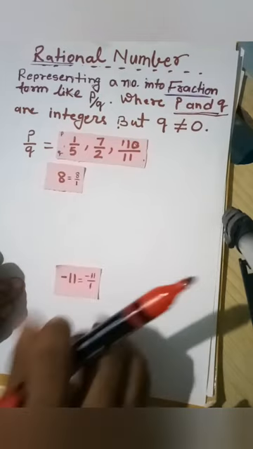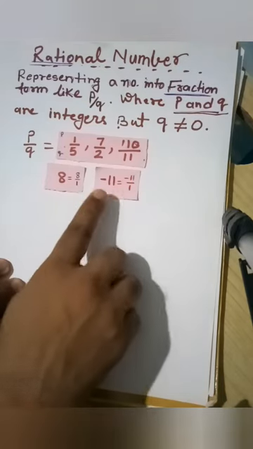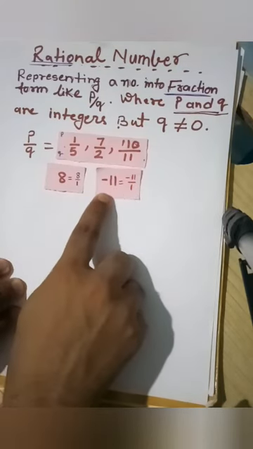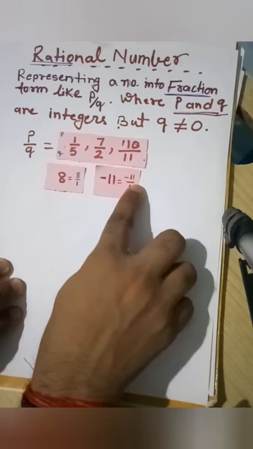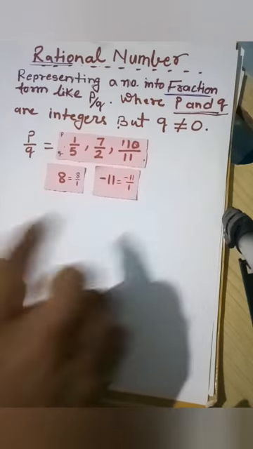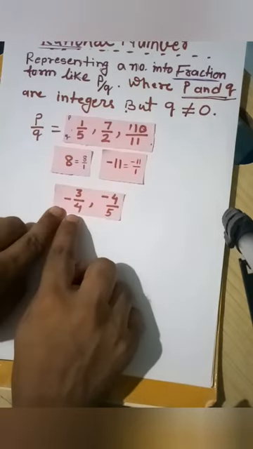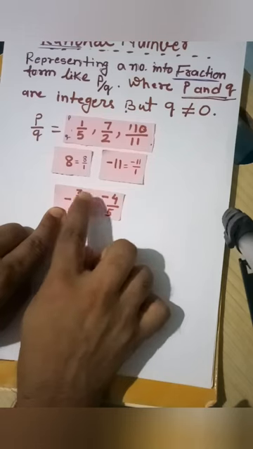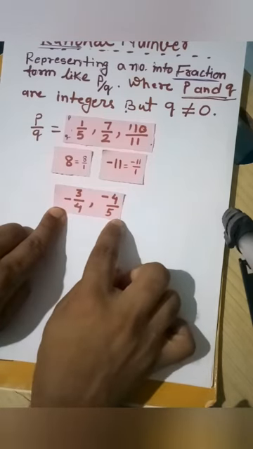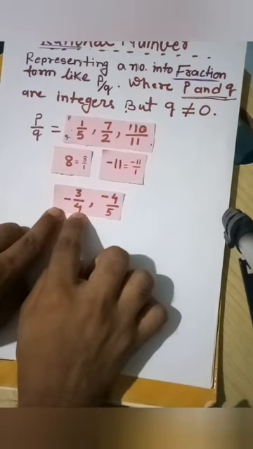Let's see more examples in the form of negative integers. This is a negative integer, and this negative integer can be represented as minus 11 upon 1. Okay, so let's take the examples of negative integers and negative fractions. I have here the negative fractions minus 3 upon 4 and minus 4 upon 7. These are also considered rational numbers.